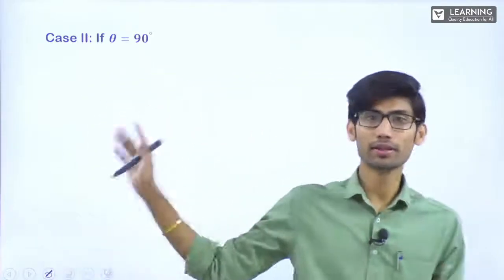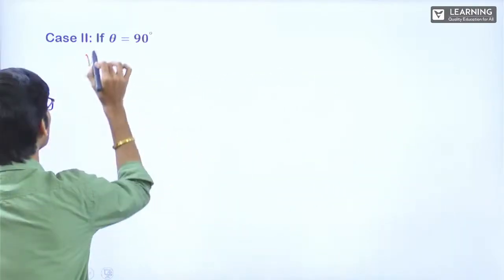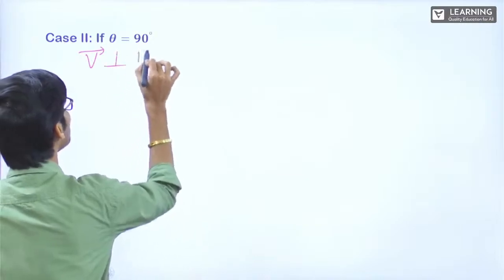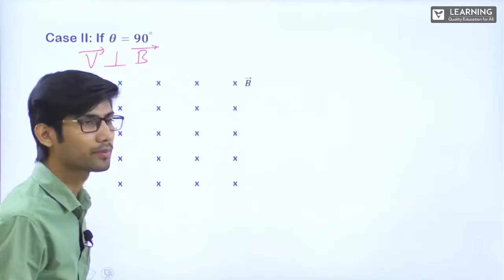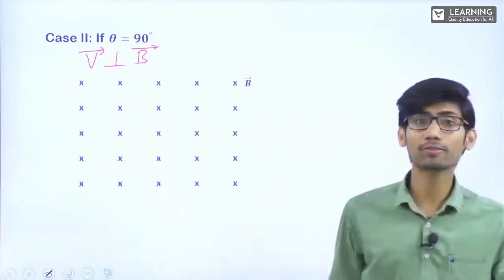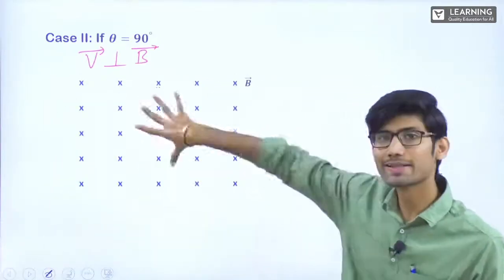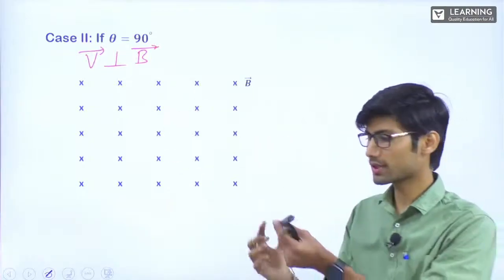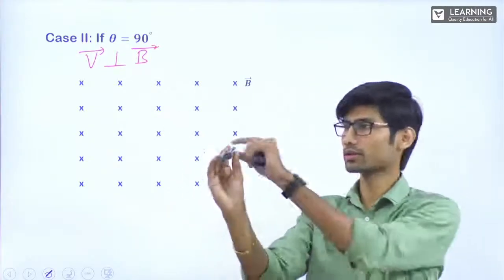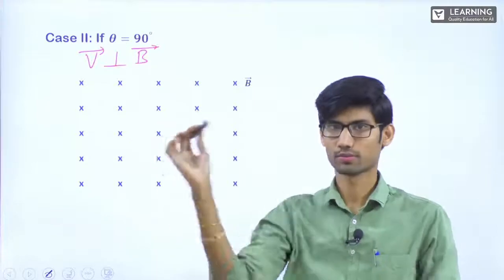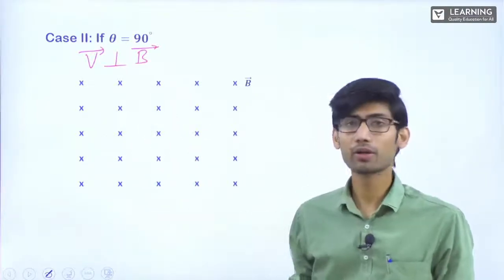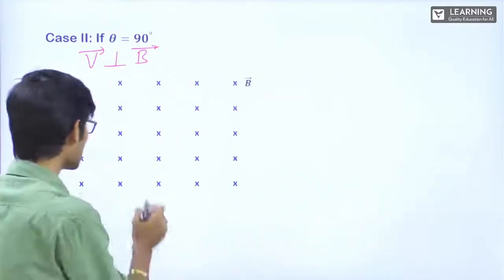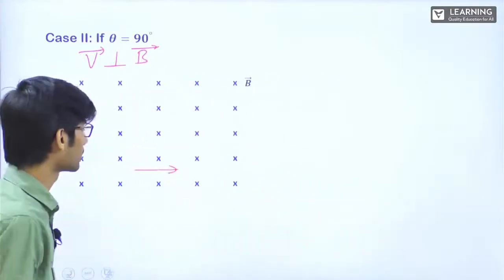if theta is 90 degrees, theta 90 means v vector is perpendicular to b vector. Yes or no? Suppose this is the magnetic field. What does this mean? What is the direction of magnetic field? Magnetic field is going inside the board. Okay, the lines are like this. Let's say this is marker, this is the point. So it is going like this. Okay, magnetic field is like this. V is perpendicular to B. So if I make V in this direction, it will be perpendicular. Let's make it.